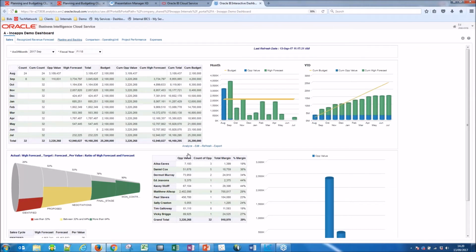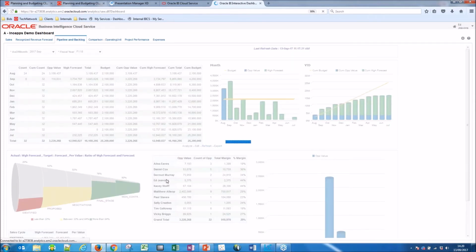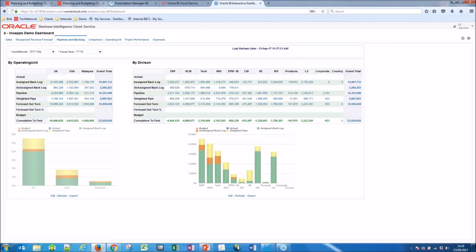So let's move on and take a look at some of the different views of data that we have. So this is a good view and analysis to show us some of the different sources of data that can be combined on a given sheet. So what we're looking at here is for our fiscal year of FY18, and of course I could tweak that and we'll take a look at another year in just a second. As of month of September, what are we doing across each of our different divisions, ERP, HCM, Tech, EPM, etc., across each of these different accounts.